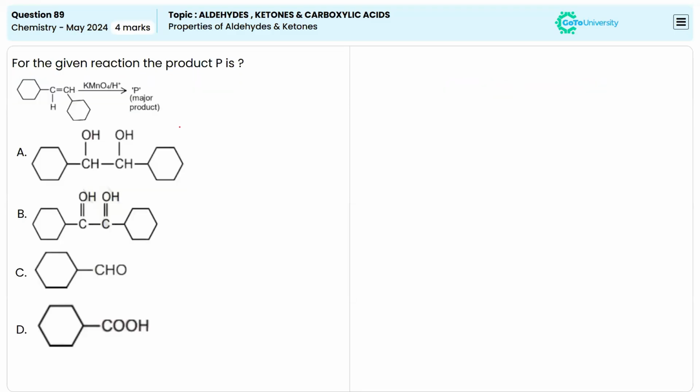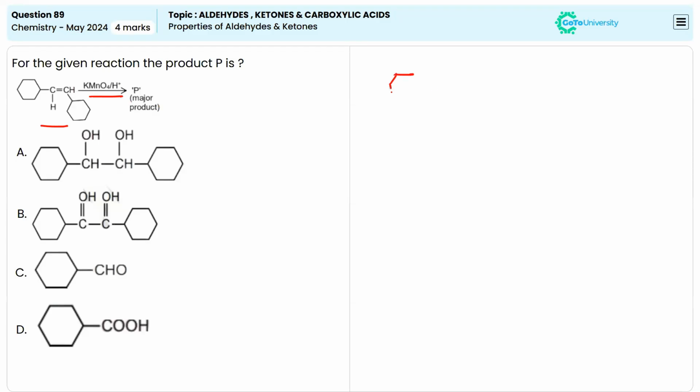In the next question, we have a cyclic compound, and the reagent is given as potassium permanganate in the presence of acidic medium. We have to find out the major product obtained in this reaction. So this reactant is an alkene containing cyclic rings, and it is converted into the product in the presence of KMnO4. So first let us complete the reaction.